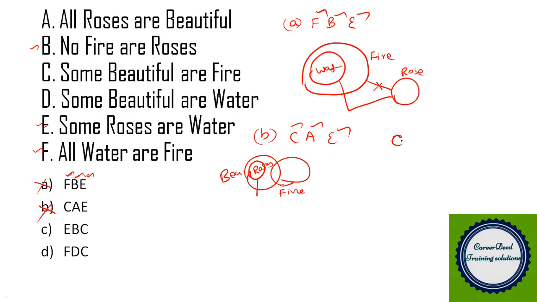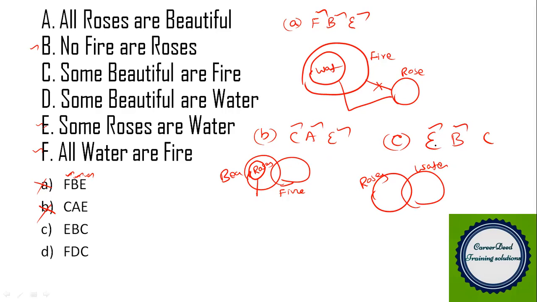Now coming to option C, you have E, B, C. So what is E? Some roses are water. And when coming to statement 2, it's B, right? So B, no fire are roses. No relationship between fire and roses. Now coming to the conclusion, C, some beautiful are fire. There is a relationship between beautiful and fire, but we don't have beautiful in the two statements, right? So definitely C will not follow. So obviously D has to be the answer, but however we shall verify, right?